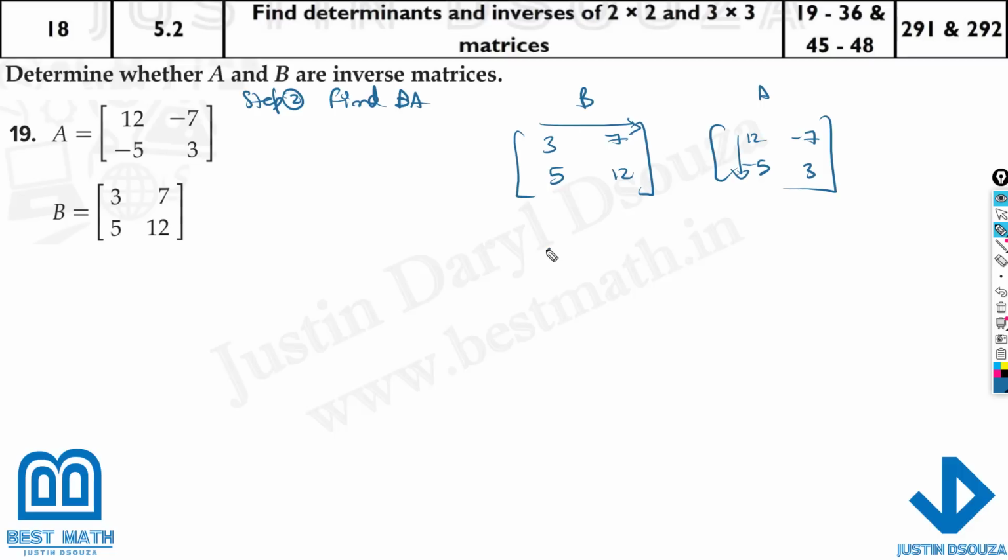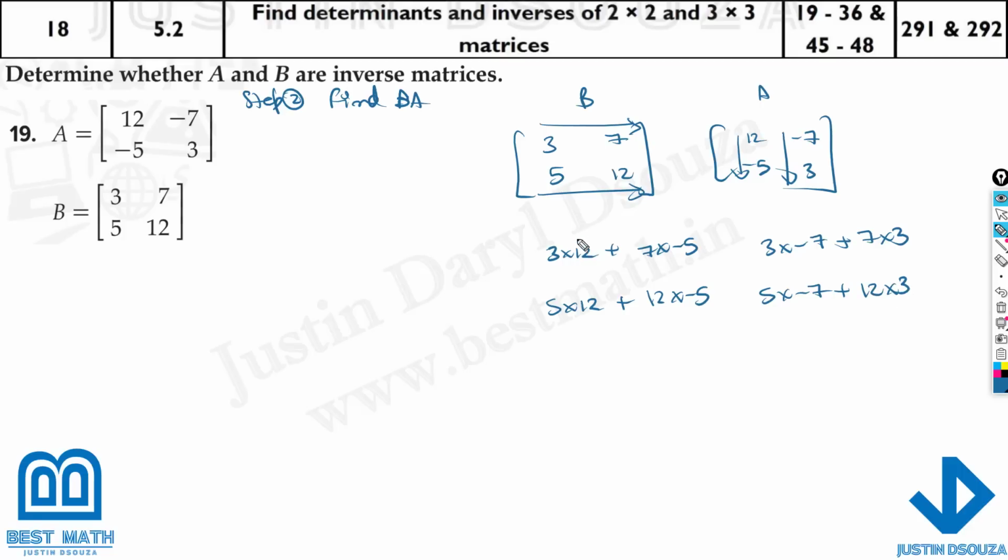Here we have 3 times 12 plus 7 times minus 5. Then the second one will be 3 times minus 7 plus 7 times 3. Then we have 5 times 12 plus 12 times minus 5. And lastly, we have got 5 times minus 7 plus 12 times 3. Let's see, this 12 times 3 is 36. 35, again, it's 1. Cancels, same terms, 0, 0.